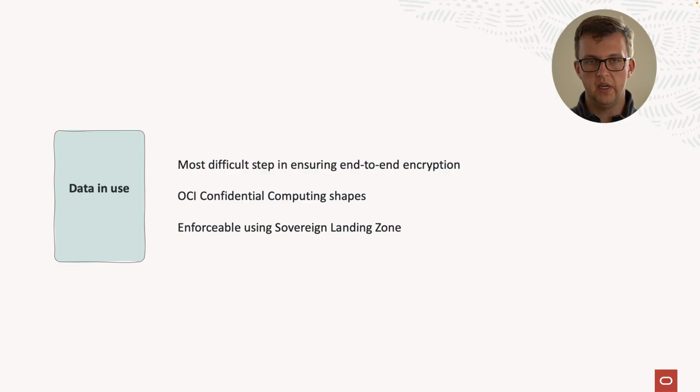OCI's confidential computing ensures the data remains encrypted during processing. It encrypts and isolates in-use data and the applications processing data at the hardware level using specialized AMD CPUs. A confidential instance is either a virtual instance or bare metal instance where both the data and the application processing the data are encrypted and isolated during the processing. It prevents unauthorized access or modification of either the data or the application during processing. The use of these specialized compute shapes can be enforced in our Sovereign Landing Zone framework.